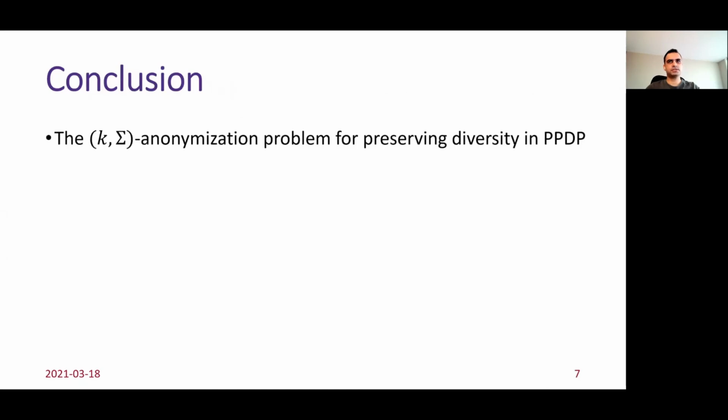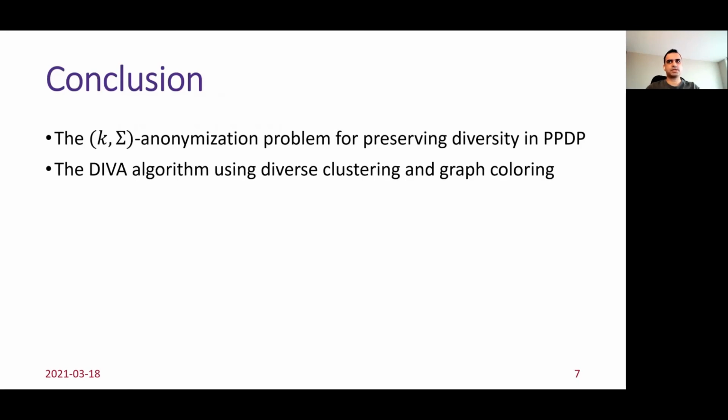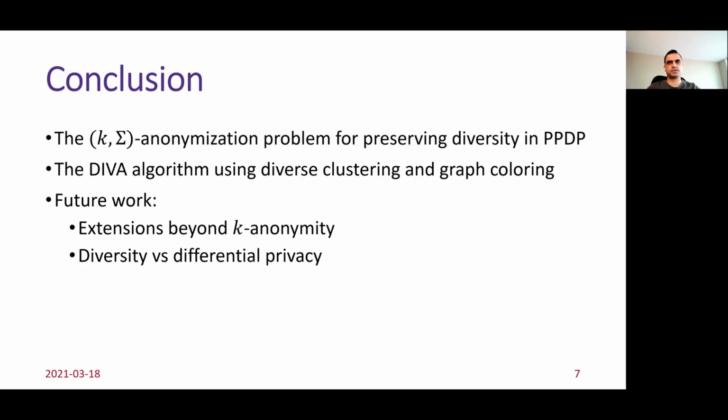To conclude, we defined the k and sigma anonymization problem, and we introduced an effective solution algorithm to solve the problem. For our future work, we will extend the privacy models used in this work. And we also plan to implement a distributed version of the DIVA algorithm to improve its runtime.